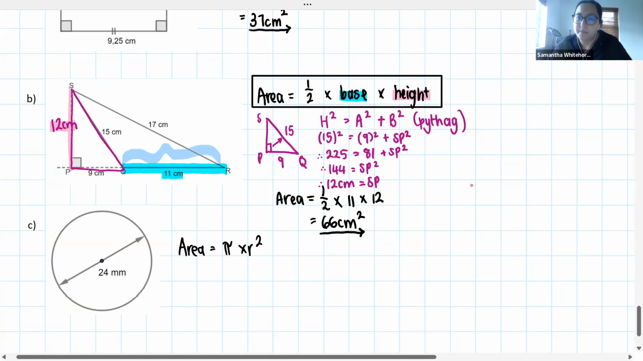Ma'am, for the 9 centimeters, are they giving it to us to find the height? Yes. So in a test, they will give us a way to show how to get the 12 centimeters. Exactly. Okay, thank you.